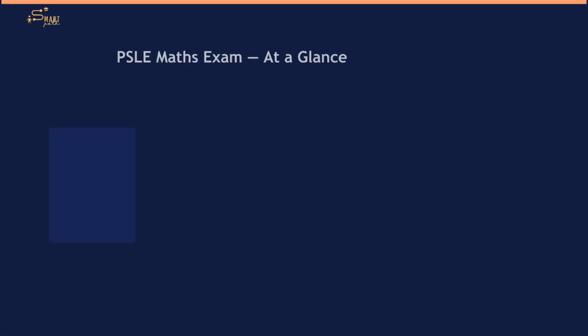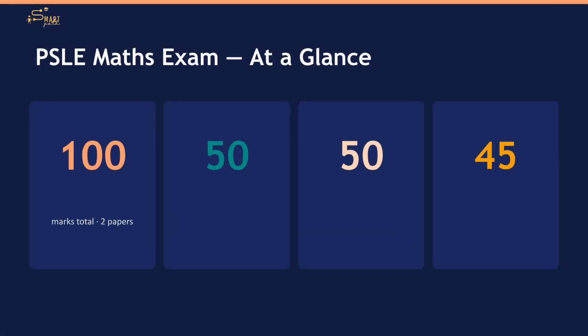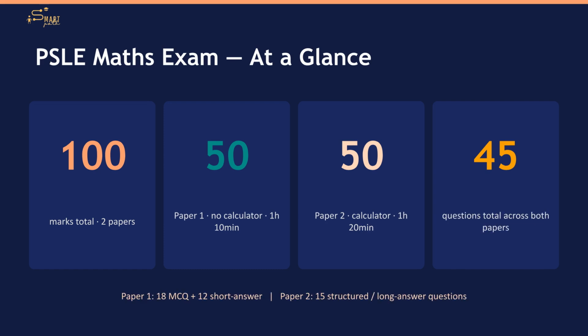From 2026, PSLE Maths has 2 papers worth 50 marks each for a total of 100 marks. Paper 1 has no calculator, while Paper 2 allows one. Knowing which paper each topic appears in helps you prepare the right mental strategies for Paper 1.